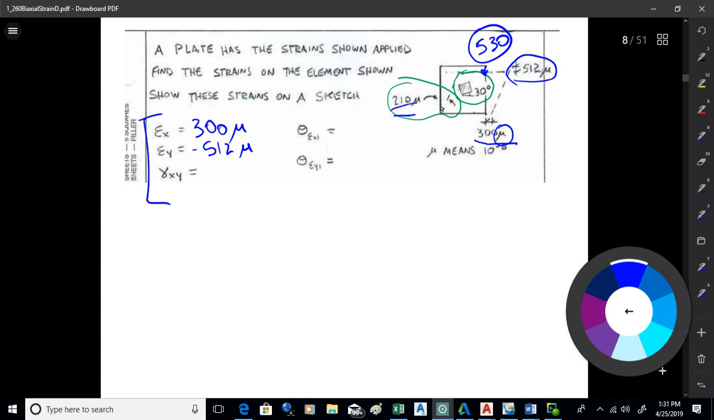And here we've got 210, and what that's doing is making this original right angle here less. That's positive 210, and that's also times 10 to the minus 6. Why is it positive? It's positive because that original 90-degree angle is getting smaller, and that by convention is positive. And that actually comes from the stress convention.